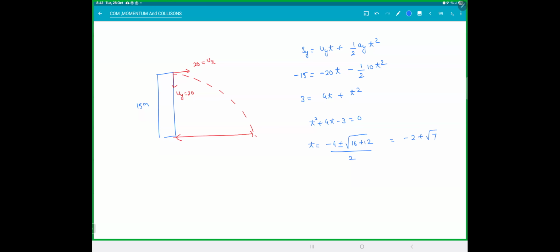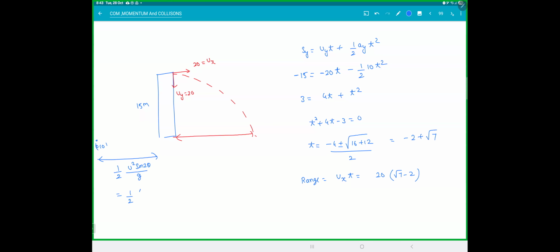Yeah, that's your time of flight. Then what is this distance here? The range here will be horizontal velocity ux into time of flight, which is 20 into root 7 minus 2. But the question is from the initial position, isn't it? So this was your origin. This was half of the range, which is half into u square sine 2 theta by g.